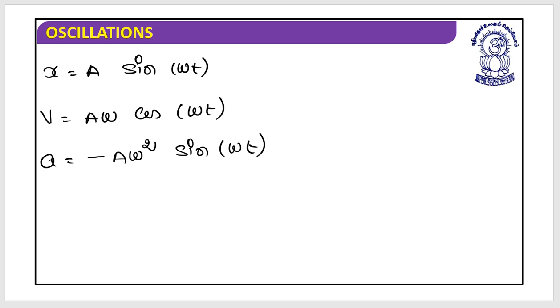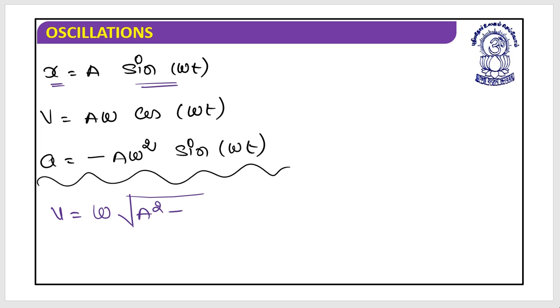If we want to plot the graph based on the displacement positions, how do we do this? Before we plot the graph, I know the relations of these functions with respect to position. So x is A sin ωt. For v, we have the relation v = ω√(A² − x²). And the acceleration is a = −ω²x. So first I will try to plot this graph.